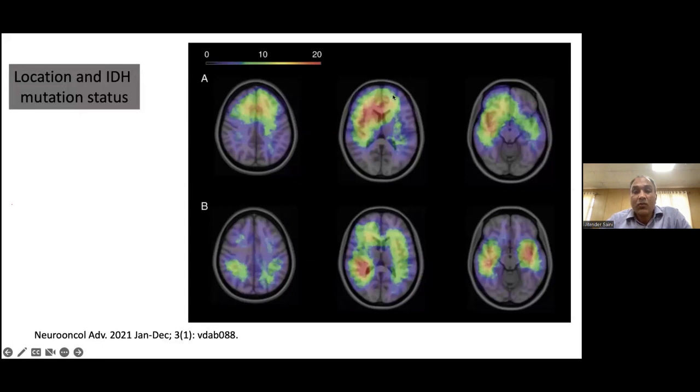So you can see they are involving less eloquent areas of the brain as compared to the wild type tumors, which tend to present in the parietal lobes and temporal lobes, distributed virtually throughout the brain, with some relative sparing of occipital lobes, involving the left insula as well as the right insula. These are the more eloquent areas. The left side of the brain, especially the language areas, tend to get involved more in patients with IDH wild type as compared to the mutant tumor. So location and mutation status have a relationship with each other.